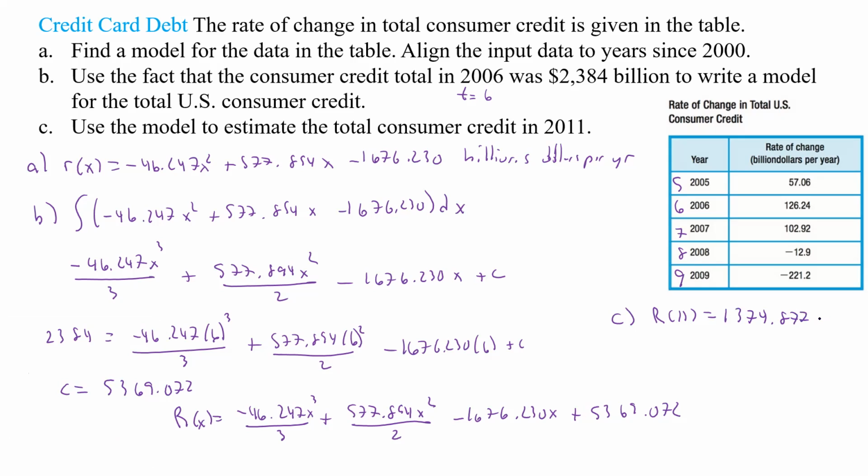877 billion, and then it's in dollars. So we'll put our dollar sign up there since it's a number. Okay, and so that's what I get for my R of 11. Okay, so that's the total consumer credit in 2011.